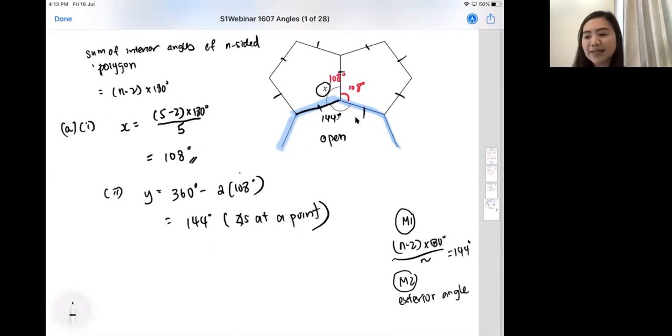Interior plus exterior add up to 180. So you see here, this angle here, angle A, is actually the exterior angle of the open polygon. Because they add up to 180, we can find each exterior angle. And then since all the exterior angles add up to 360, you just take 360, divide by one exterior angle, and you can find the number of sides.